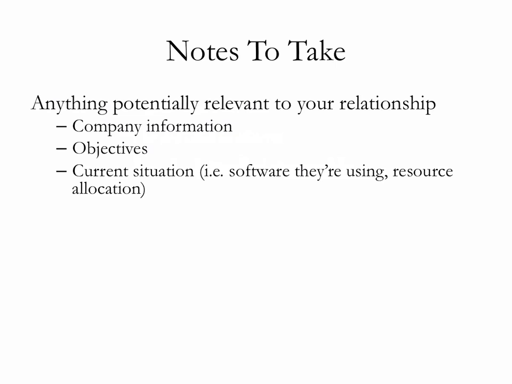First and foremost, you want to be writing down anything that's potentially relevant to your relationship with that prospect. So things like high-level information on the company that could be relevant, the objectives of both the company as well as the individual. Remember, you want to have a keen understanding of how your prospect is measured, what they're trying to accomplish, because if you understand this, you can appeal to their incentives. You also want to understand what their current situation is relevant to the relationship. So is there an incumbent software?